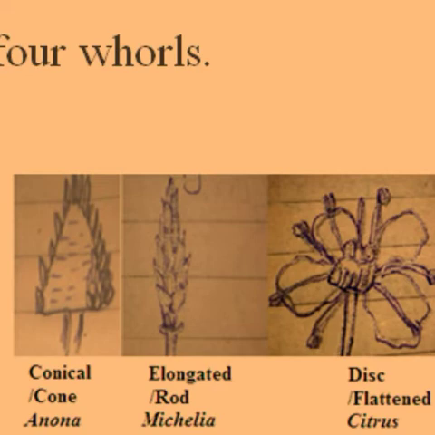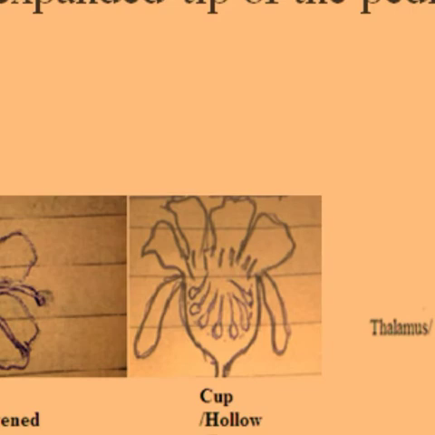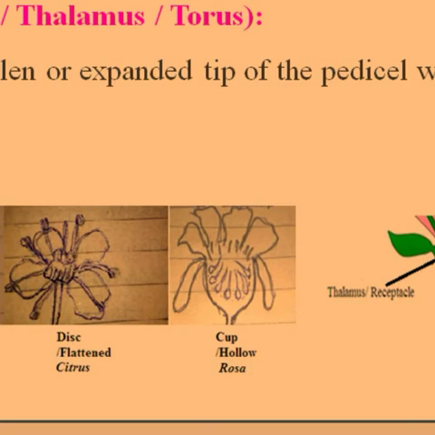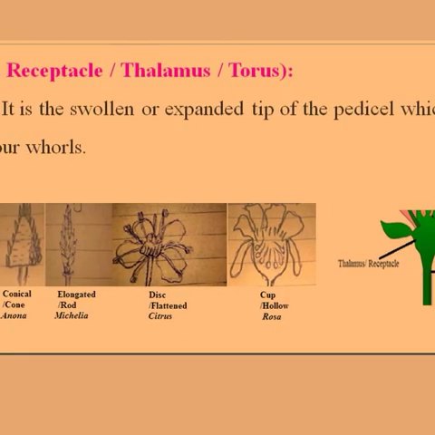Then elongated or rod shaped, in Michelia. Michelia champaca, that means the sonchafa or the pivala chafa. Then either it is a disc or flattened shape, in citrus or in the sunflower or in the marigold. A central disc is there, and around the central disc or on the central disc, flowers are arranged. And the cup or hollow shaped, that is in Rosa. So thus these are the four types of receptacles seen in different flowers.